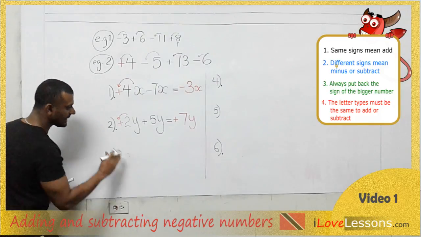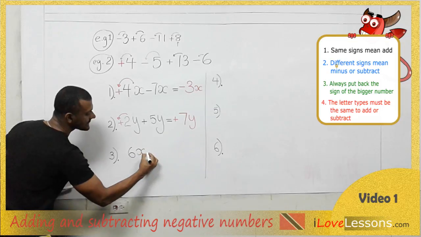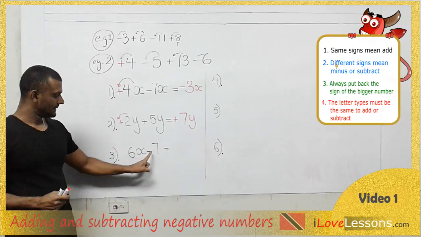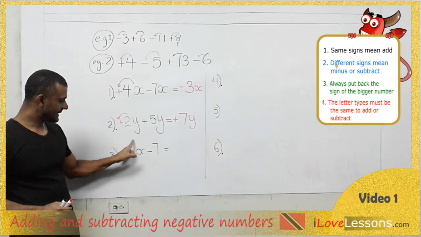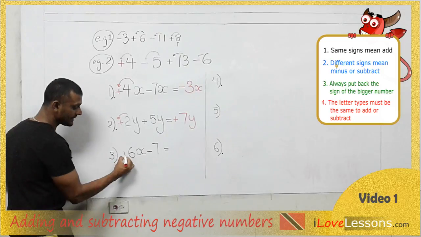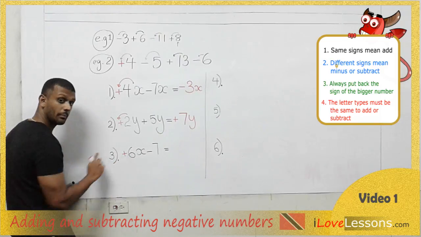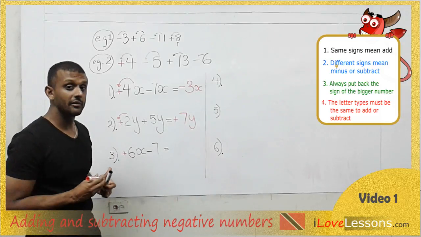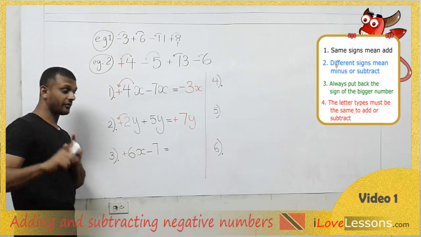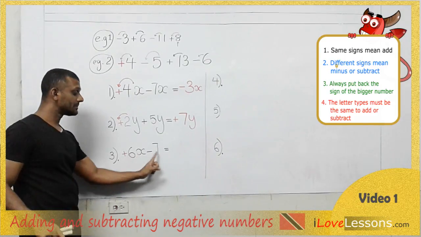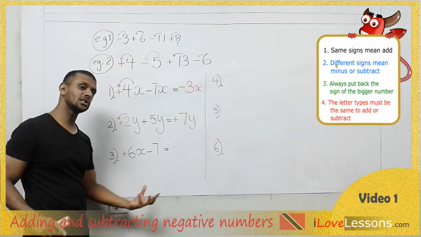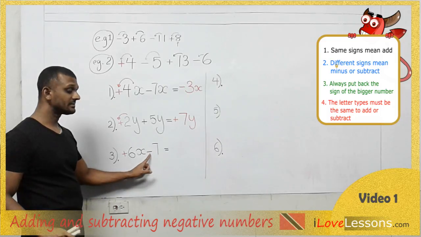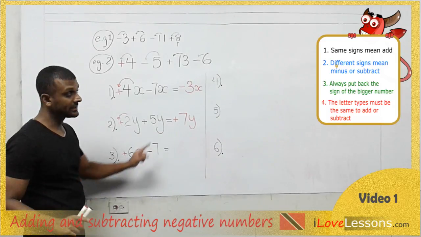Try the next one here. 6x minus 7. 7 is negative. This 6x, if you look to the left, you don't see anything. So it's automatically what? Positive. This is a trick question. Look at rule number 4. According to rule number 4, the letter types must be the same to actually do an addition or a subtraction. This one is positive, this one is negative. You might think it's okay to minus because of rule number 2.